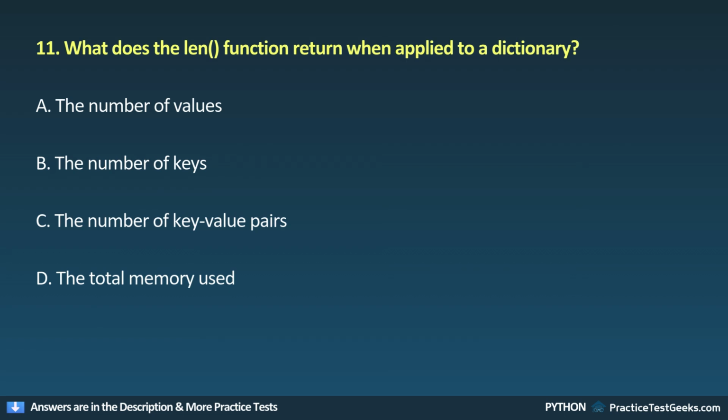11. What does the len function return when applied to a dictionary? A. The number of values. B. The number of keys. C. The number of key-value pairs. D. The total memory used.